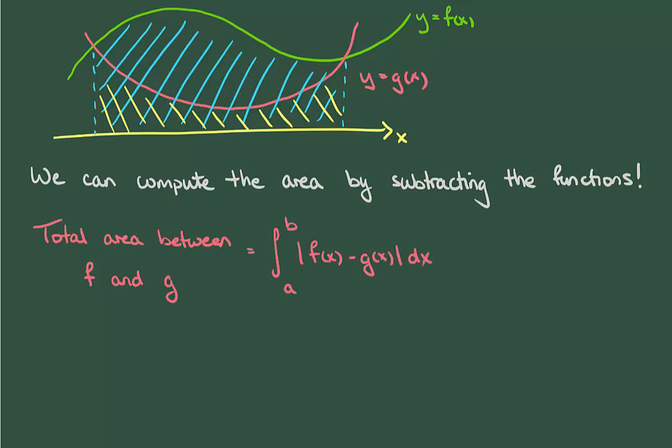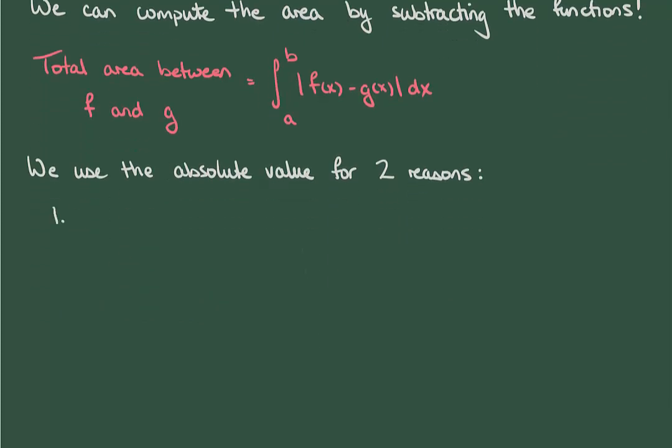Note as well that if g of x is the zero function, that is, its graph is the x-axis, then this is the usual notion of absolute area. The absolute value shows up for two important reasons. The first is that the area bounded by two functions should always be positive. We don't want to assign some notion of negative area in this particular instance.